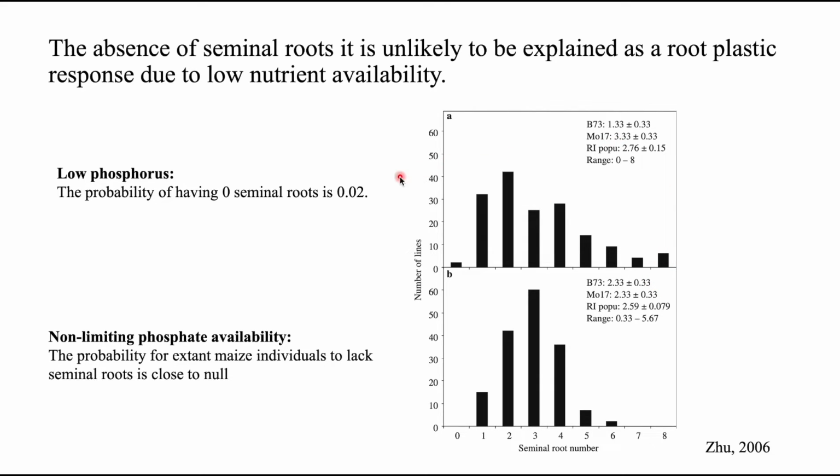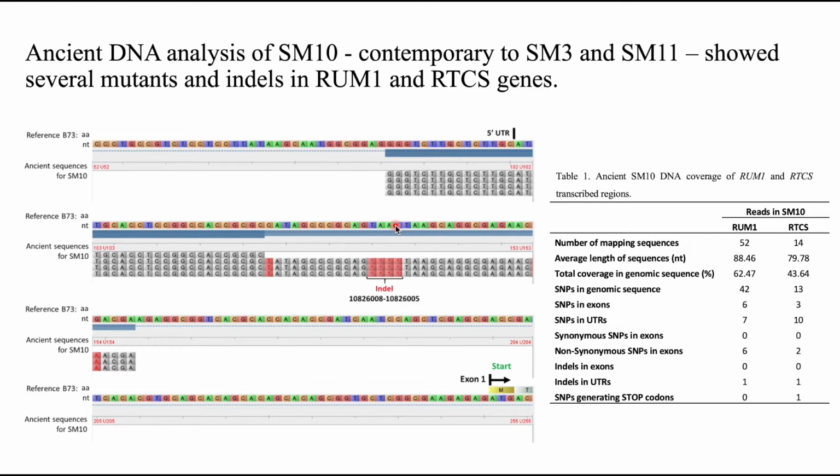The distribution of the number of seminal roots increased, but the number of lines that developed 0 seminal roots was less than 5, and the probability of developing 0 seminal roots was less than 2%. So we can tell that the possibility of having 0 seminal roots due to a lack of nutrients in the soil was relatively low. We also looked at 2 genes specifically using the ancient DNA from SM10, the one reported by Vallebueno in 2016. This specimen is contemporary with SM3 and SM11.